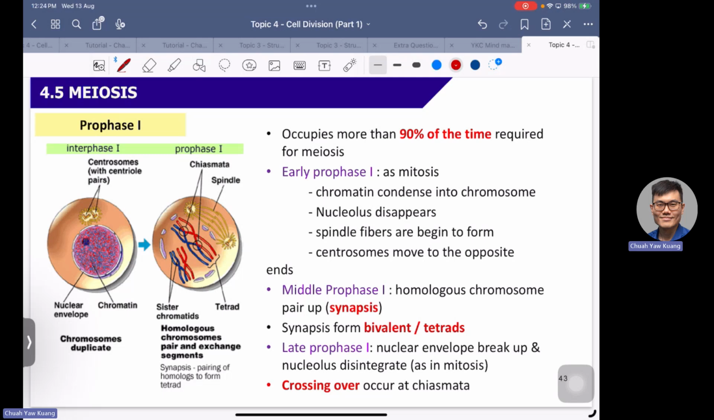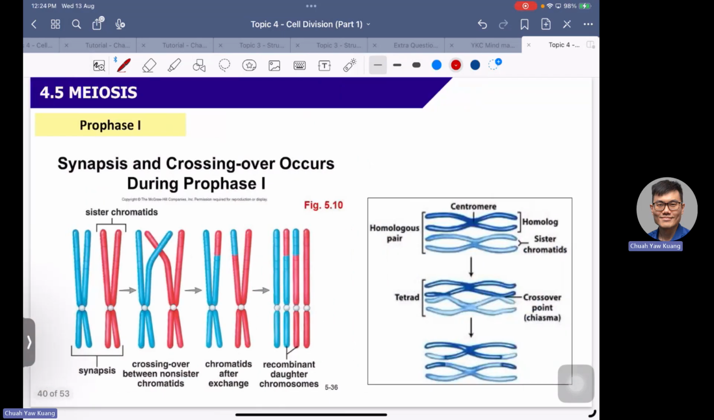That's why you and your sibling, even though you are from the same parents, still look different. That's the reason. Okay, so I can show you here. You can see this. So this is synapsis. The process is called synapsis.